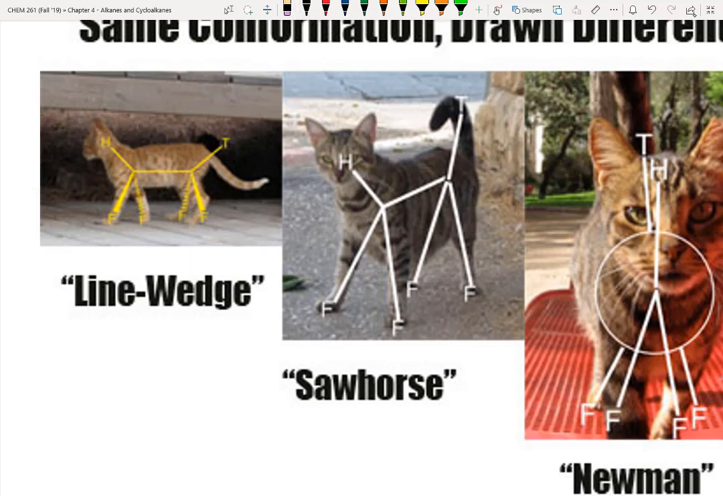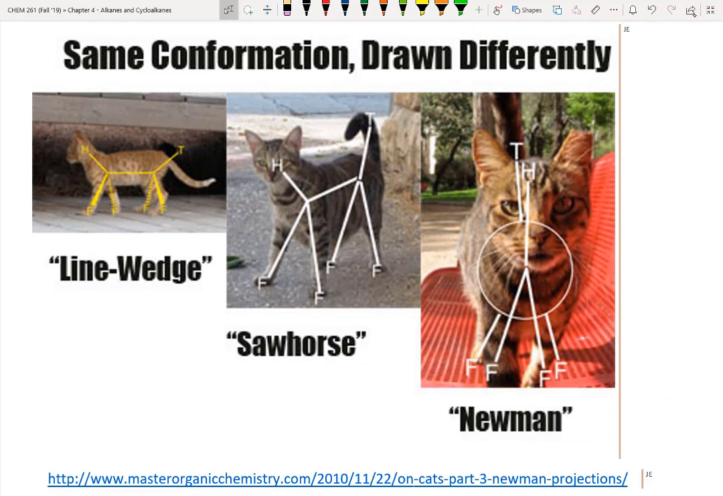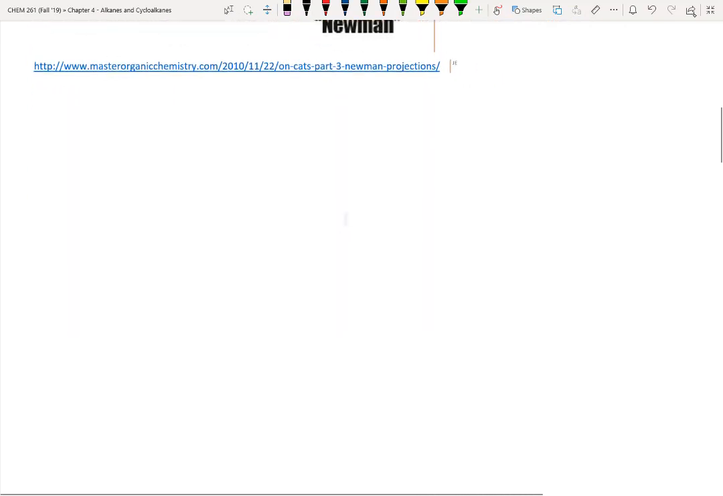You can also draw these using a sawhorse conformation. We really don't do that in organic chemistry very often. We're going to avoid that. And then the next one we do is kind of this head-on view, down the cat. So you see how the head is represented with an H, the tail with a T, and each of the feet going down. All of these are cats. We're just choosing to represent them or draw them differently using different drawing techniques. So what we're going to do most of this section is talk about how to draw Newman projections or Newman structures. All right, so let's consider ethane.